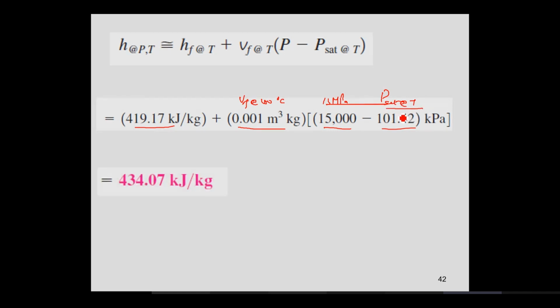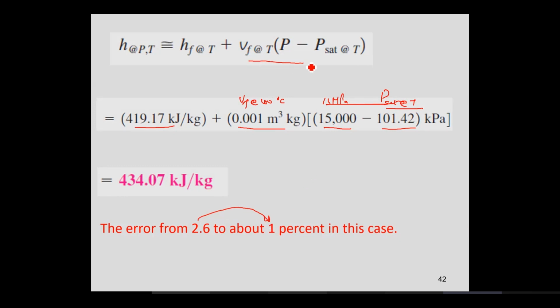Now you see the answer comes out to be 434.07, which reduces the error from 2.6 to 1%. So this approximation essentially reduces your error in the enthalpy calculation for compressed liquids.